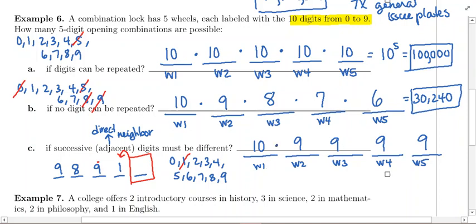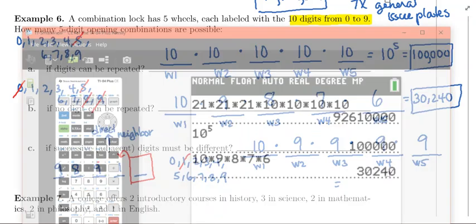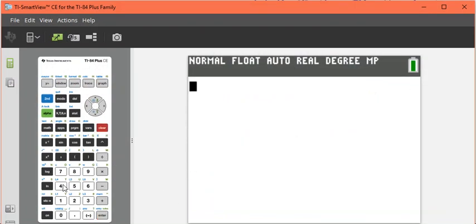Multiply these numbers together, and that will give us the total number of combinations for this particular one. So let's go figure it out. So we're going to have, let's see here, 10 times 9 times 9 times 9 times 9. All right, there we go.